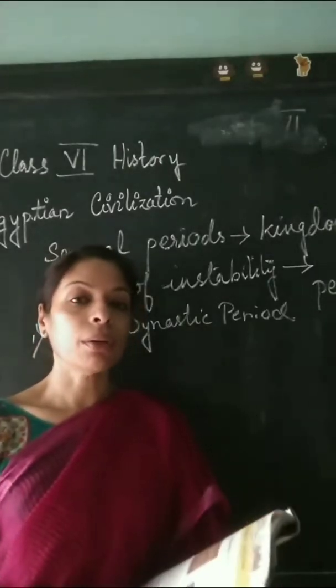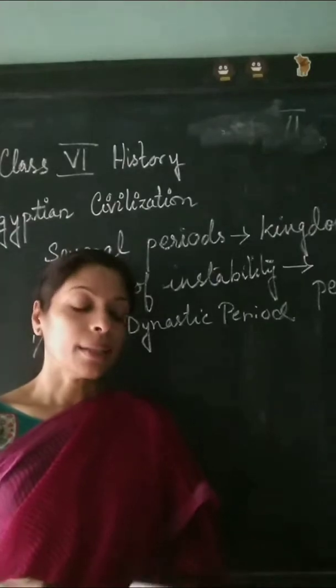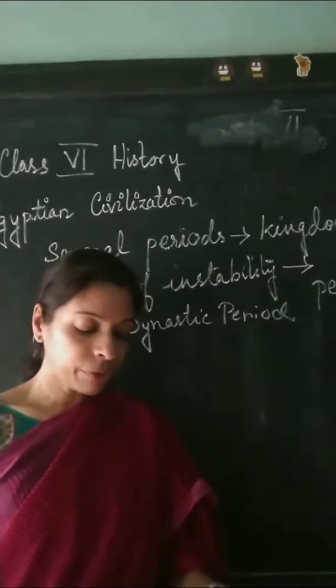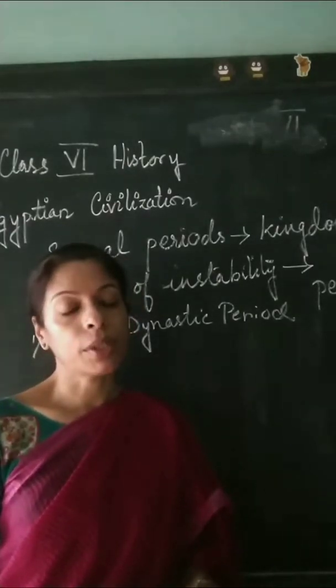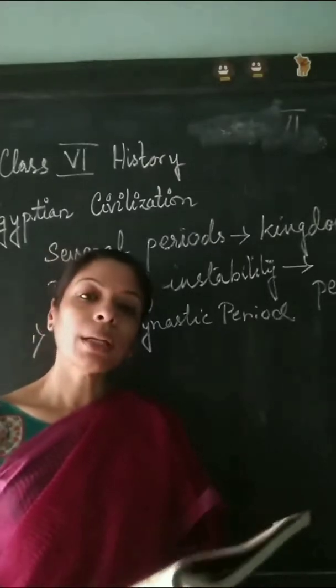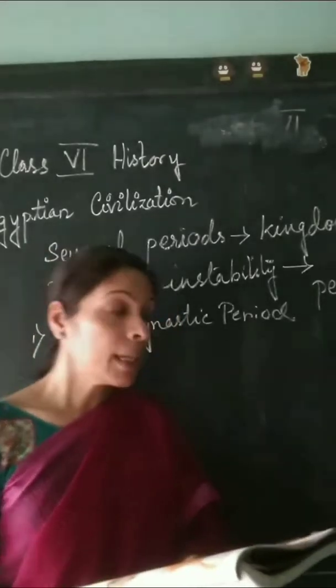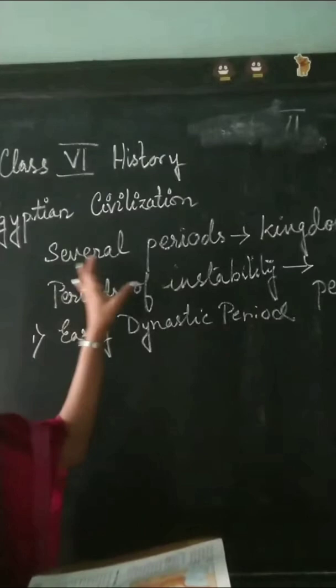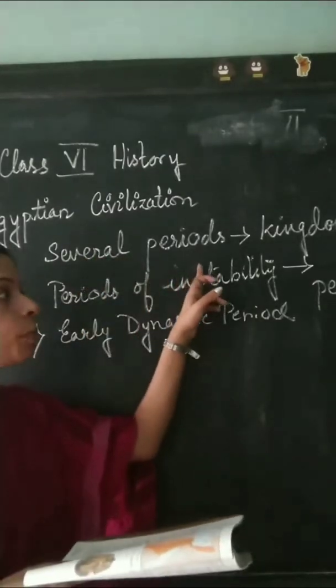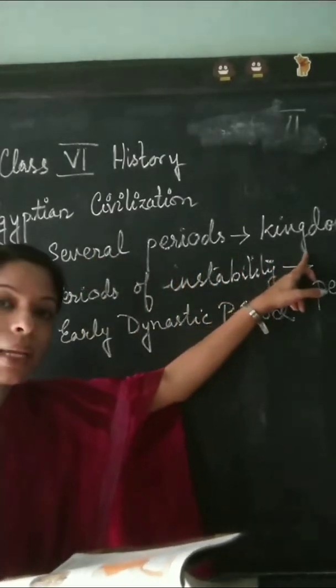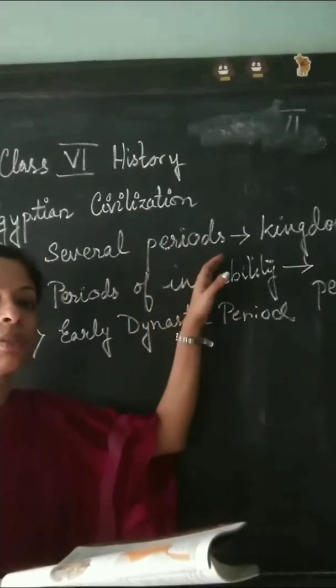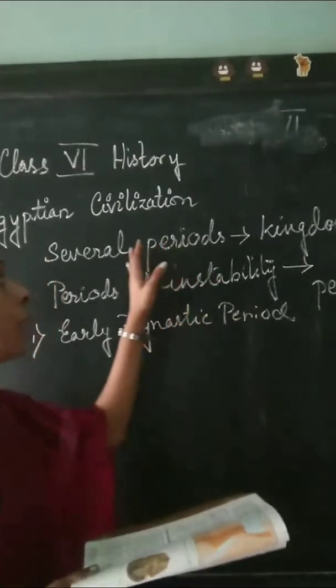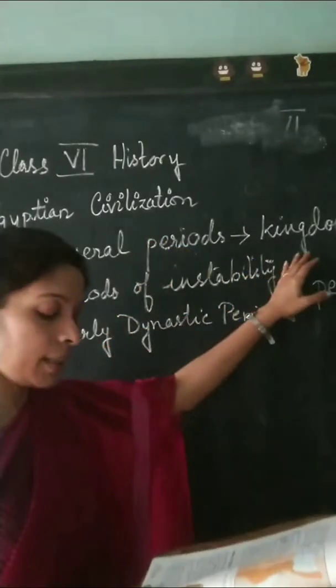Today we will learn about the civilization and about the different periods of the kingdoms. Now, if we look at the Egyptian history, we find that it has been divided into several periods, and each period is known as a kingdom. The entire history of the Egyptian civilization has been divided into periods which are termed kingdoms.